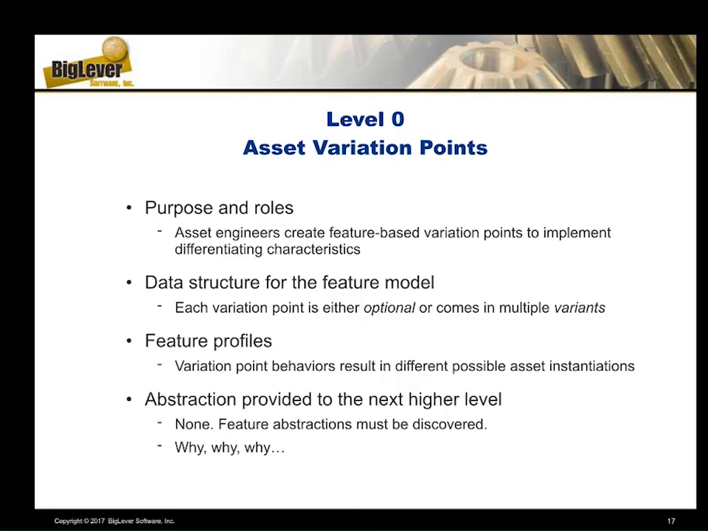Here the purposes and roles include the asset engineers that I just described. The data structure for the feature model at this level: each variation point is either optional, that is, the content is either in or out of a product, or it comes in multiple flavors, but we use the word variants here. Think about a flavor of a paragraph or a flavor of a line of source code. It might come in 3 flavors, and the variation point for a particular product would pick one of those flavors. That's how we describe the asset variations. The feature profiles are manifested in what I end up with: either the content is in or it's out, or flavor 1 or flavor 9 or flavor 6 was chosen. And the abstraction provided to the next level: none. None. And that's why we need a next level. We need to do better than this.